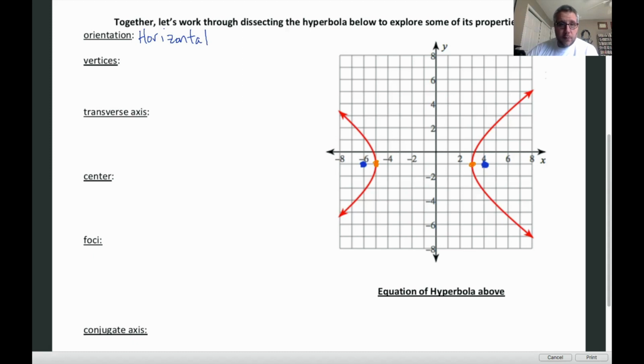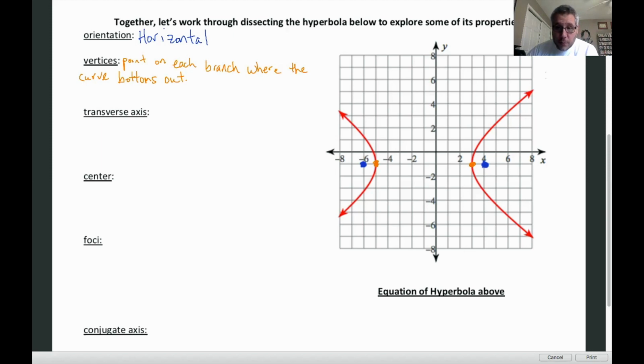Let's take the notes here. So we're going to say that the vertices are the point on each branch where the curve bottoms out. You have to excuse my handwriting. I can barely write as it is, let alone with this stylus. Okay, point on each branch where the curve bottoms out.